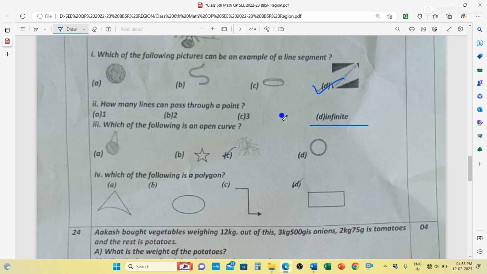Through two distinct points, you can pass only one line. But through only one point, you can pass infinite number of lines like this, right?